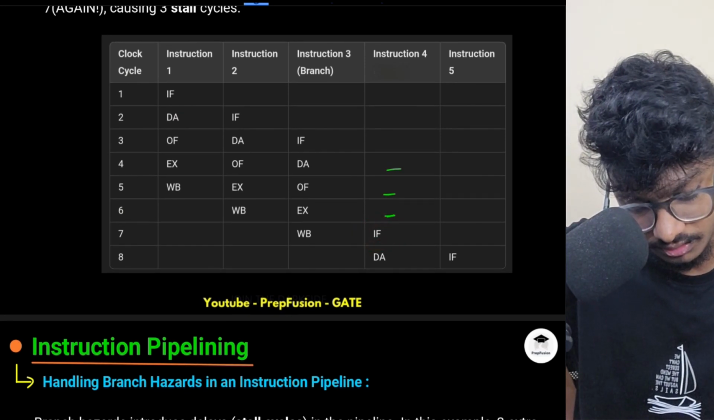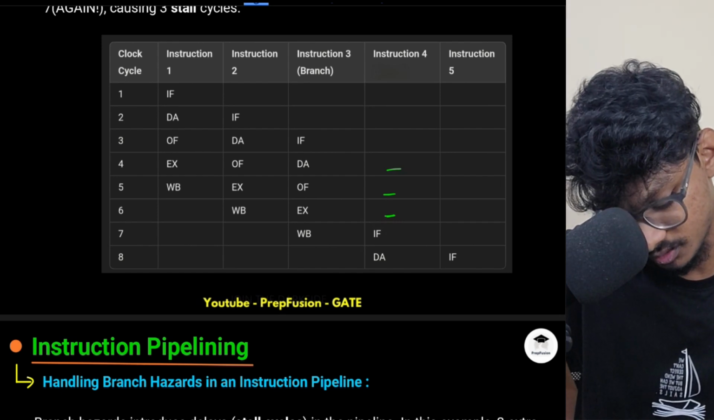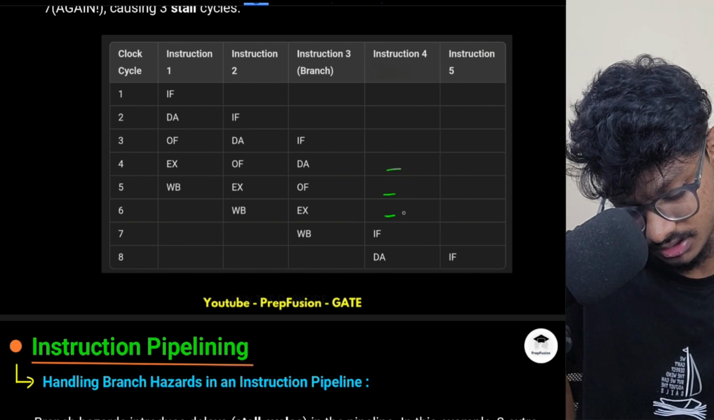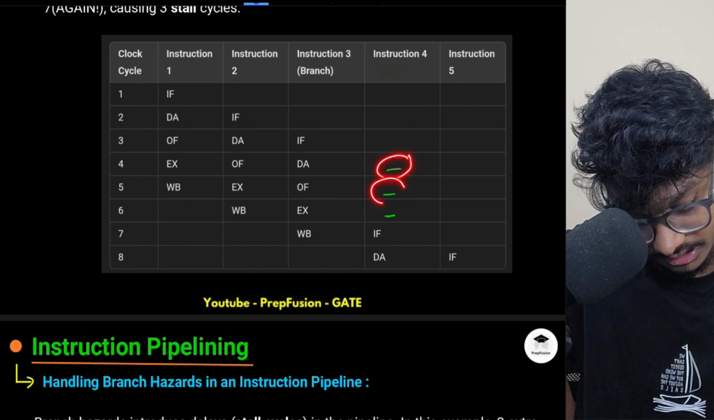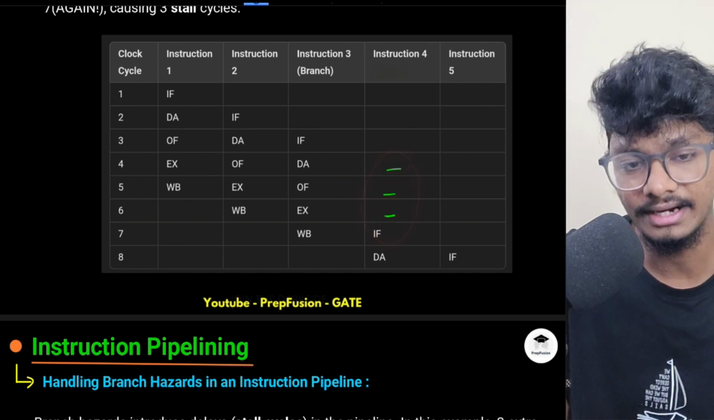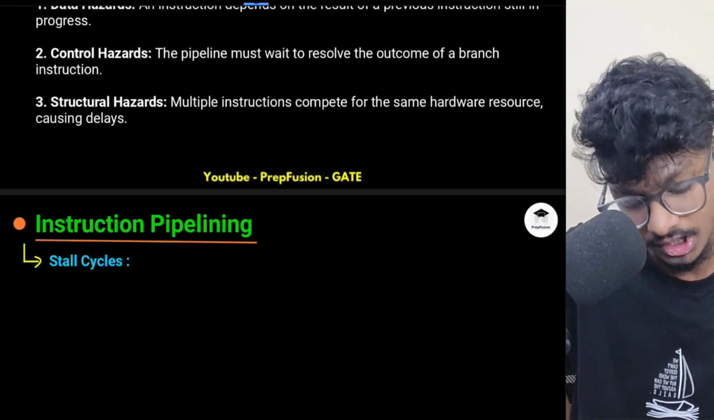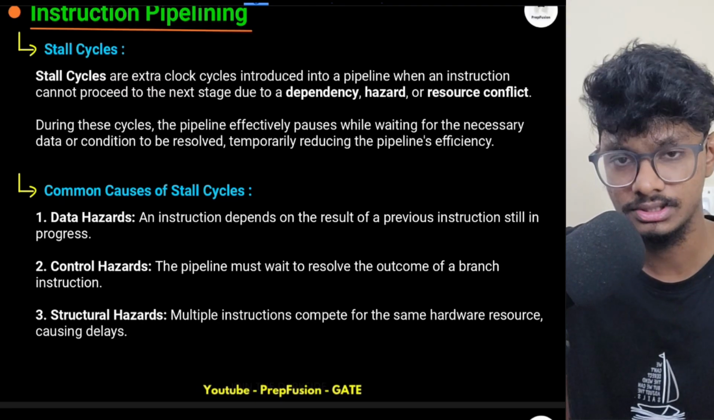Actually one thing is wrong here. In this stall cycle, I'm supposed to get my instruction fetch at cycle 4, but I'm getting it at cycle 7. So how many stall cycles did I have to give? 3. This was the first stall cycle, this was the second, third. These are the extra clock cycles that I had to give to resolve a data hazard, dependency hazard, or a resource conflict. We'll learn more about hazards, don't worry.